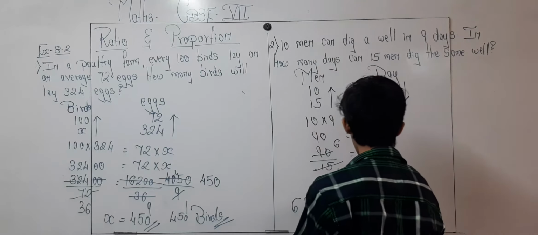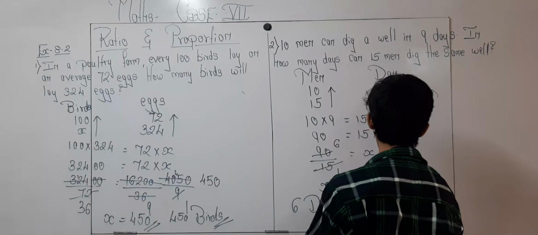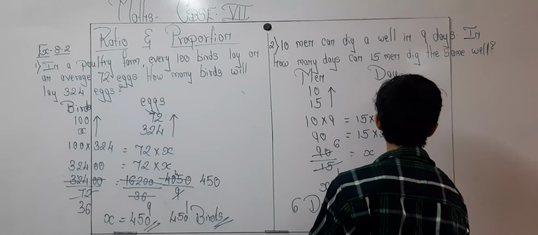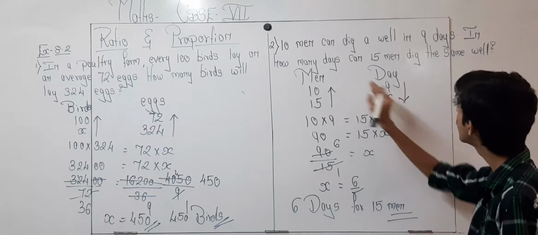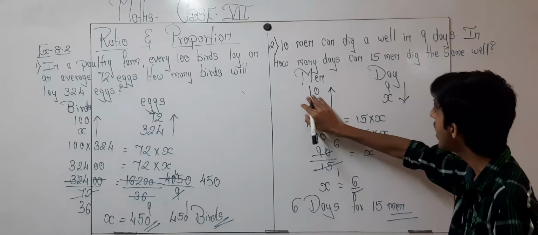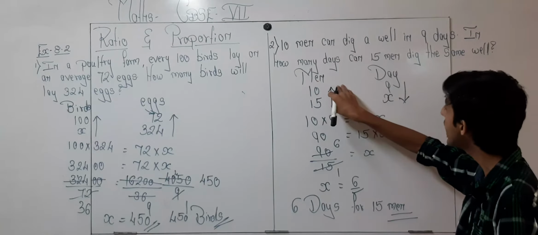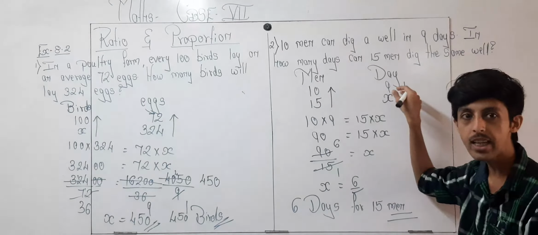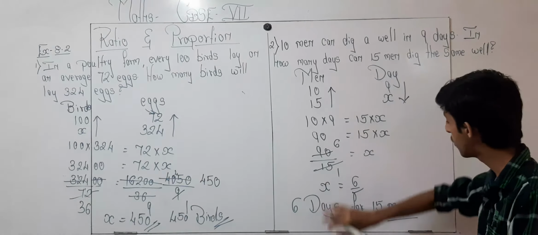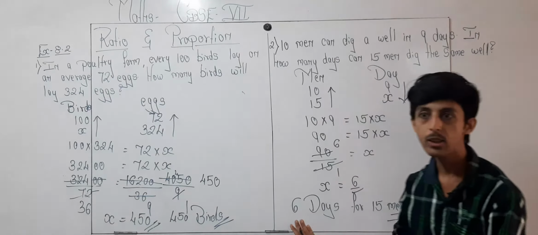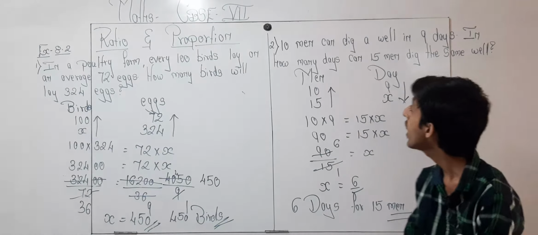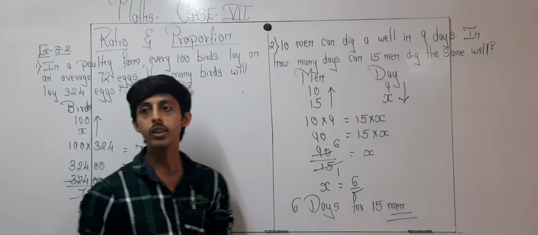6 days are required for 15 men to dig the same way. When 10 men were digging the way, they required 9 days. But when 15 men are digging the same way, they require 6 days. Okay, understood over here? Now we will continue with question number 3.